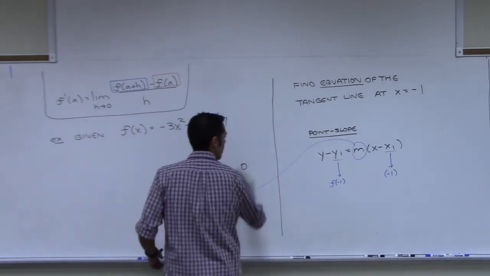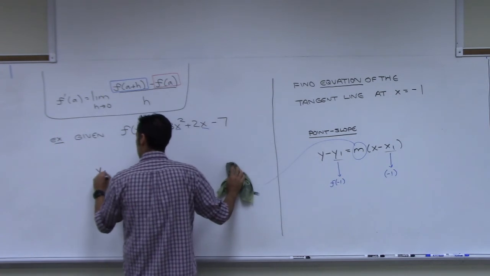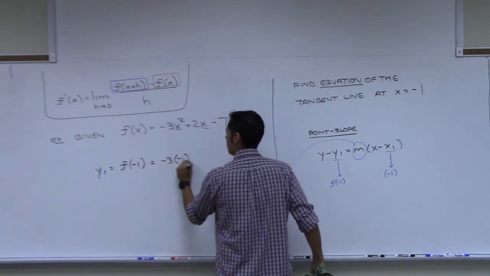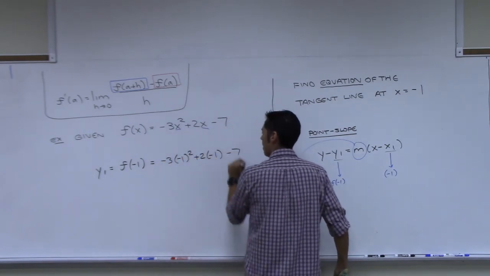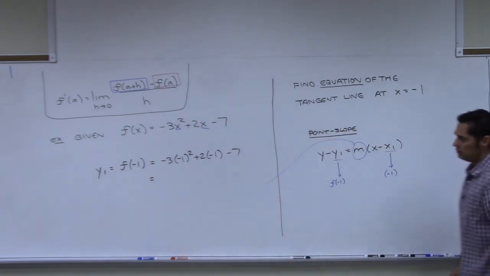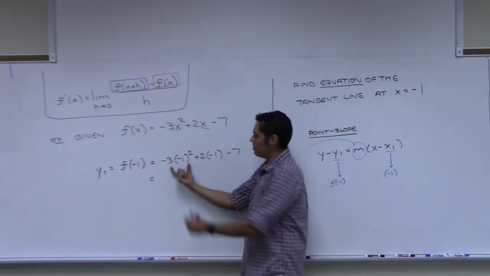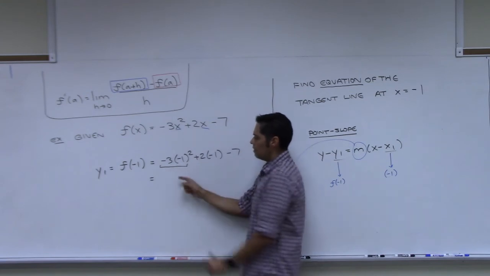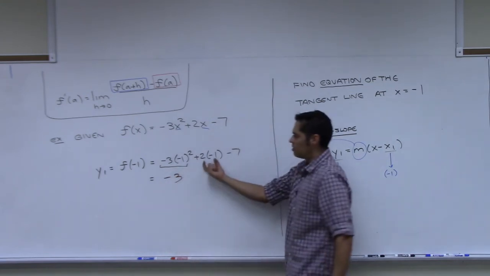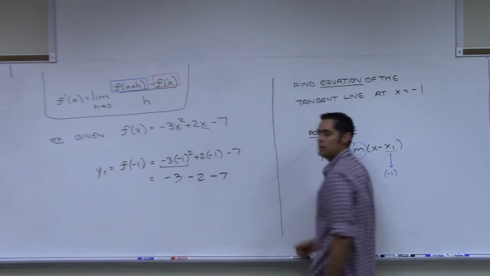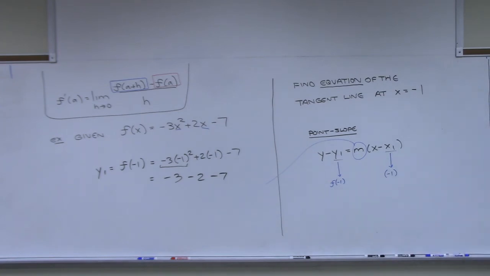So can you tell me what this y1 is going to be? y1 should be f of -1, which should be -3 times -1 squared plus 2 times -1 minus 7. So we have to compute that. What does that turn out to be? I've heard two different answers. What does this piece turn out to be right there? That's -3. What does this turn out to be? -2, and then -7. So that is -12?